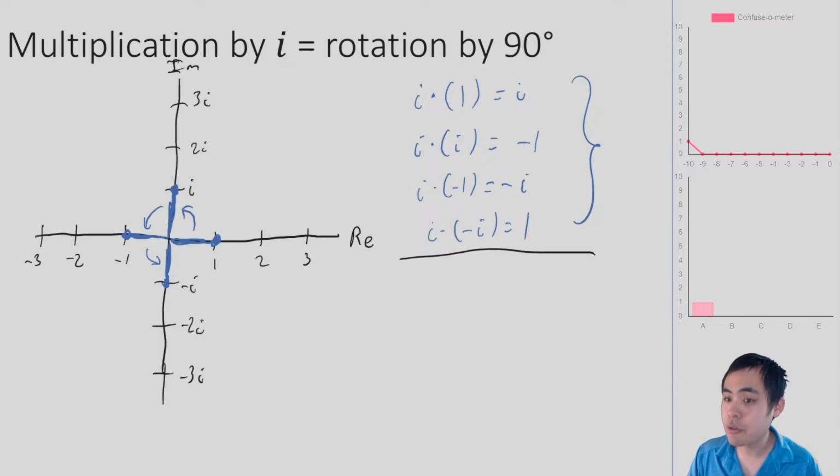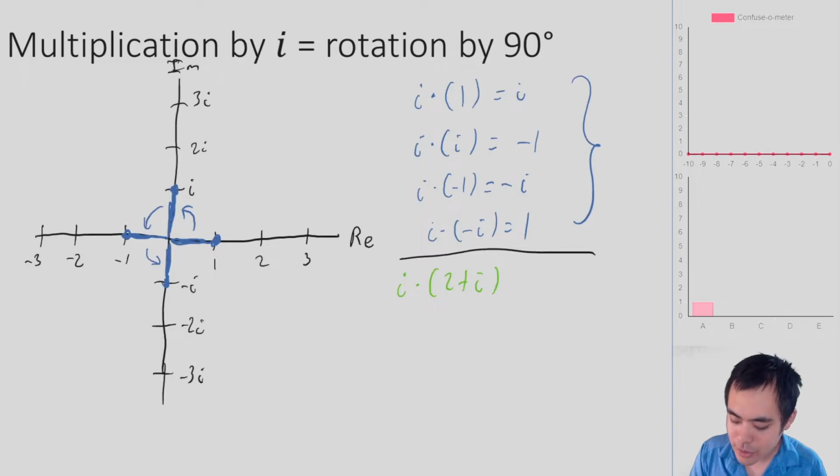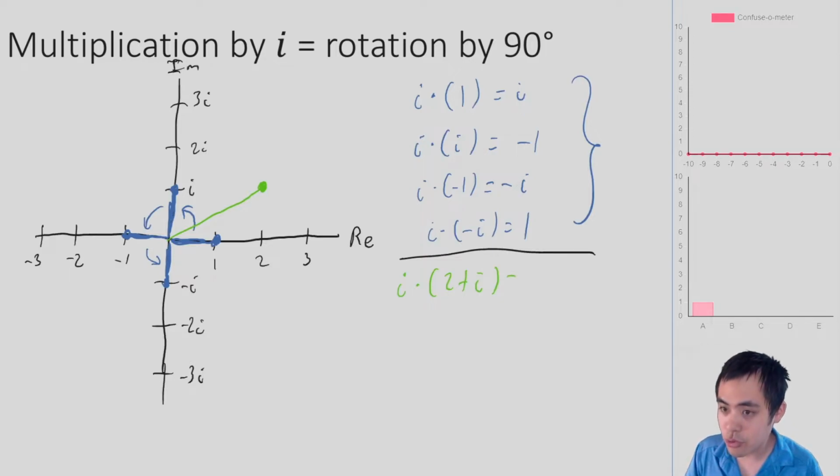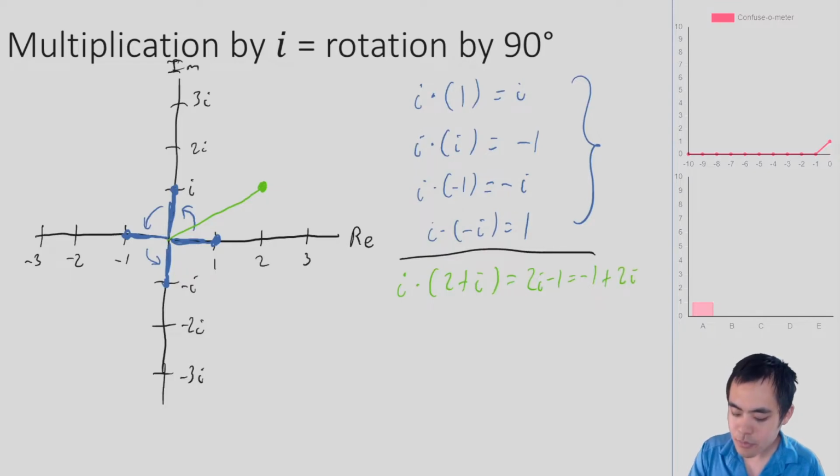And we can try this for a different point as well. Let's try it for something a little bit less obvious. So let's take i times 2 plus i. Where's 2 plus i to begin with? 2 plus i is right here. So this is our first point. And what does this equal? This is equal to 2i minus 1, which is equal to minus 1 plus 2i. Minus 1 plus 2i gives you a point here.